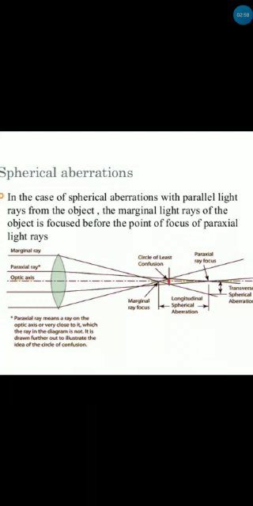Paraxial ray means a ray on the optic axis or very close to it, which the ray in the diagram is not. It is drawn further out to illustrate the idea of the circle of least confusion and also spherical aberration.